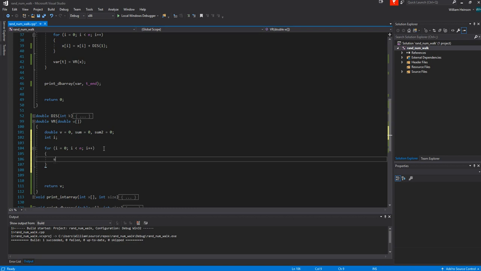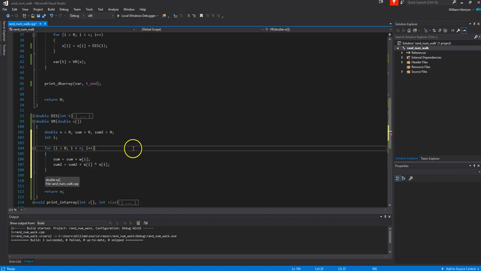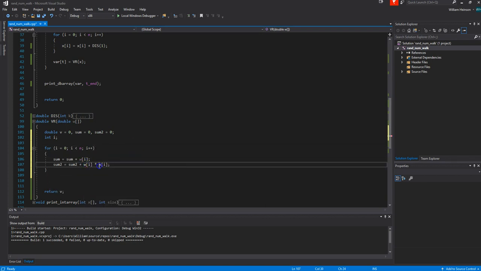Okay. Sum equals sum plus our position. Sum 2 equals sum 2 plus our position squared. Oh, I said W. These are not X in the main, but W here, because it doesn't matter what you call it here, as long as what you pass through is what you want. Okay?